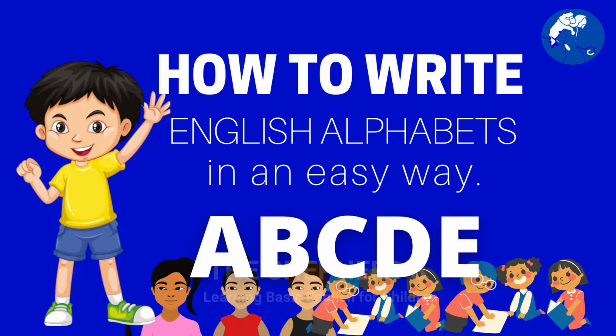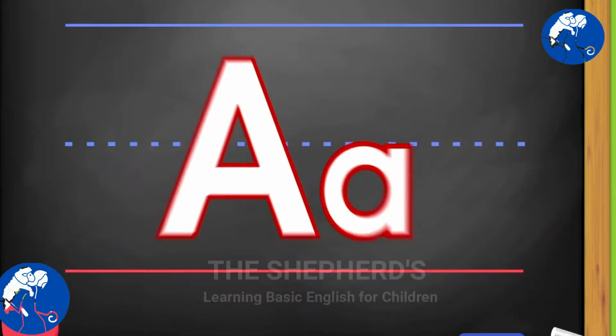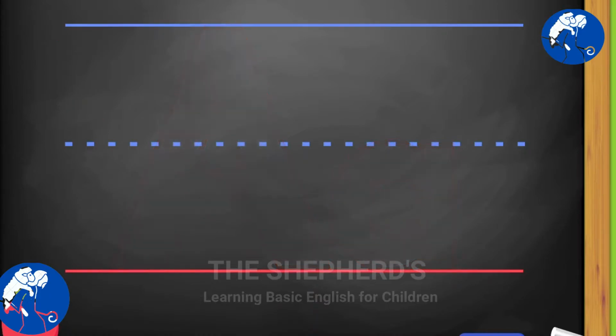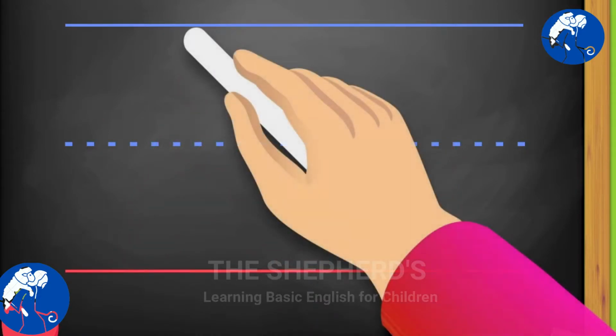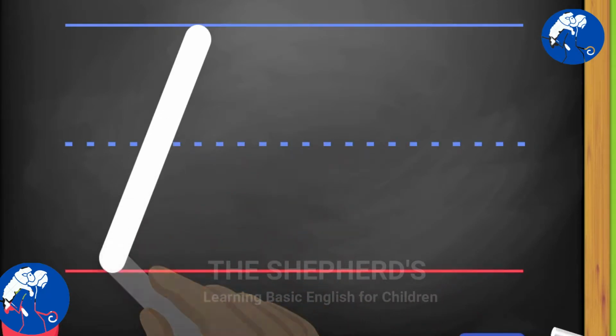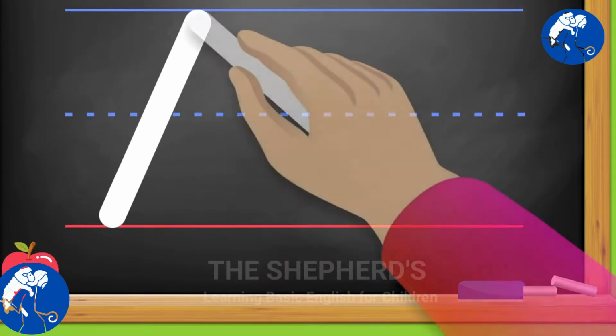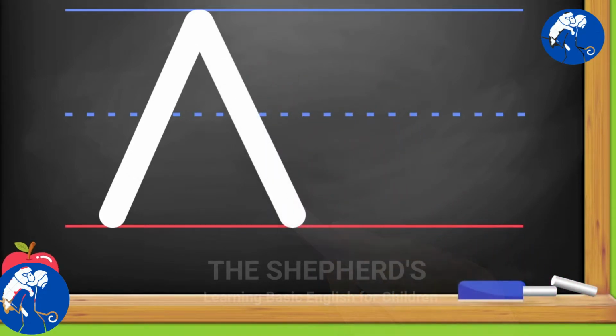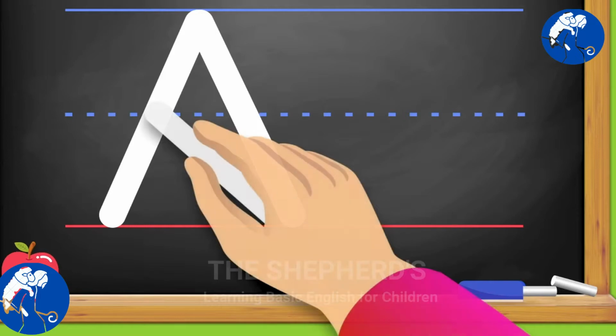How to write the English alphabet in an easy way. The letter A. Let's start with uppercase A. Start at the top, slant down to the left, slant down to the right, and across.